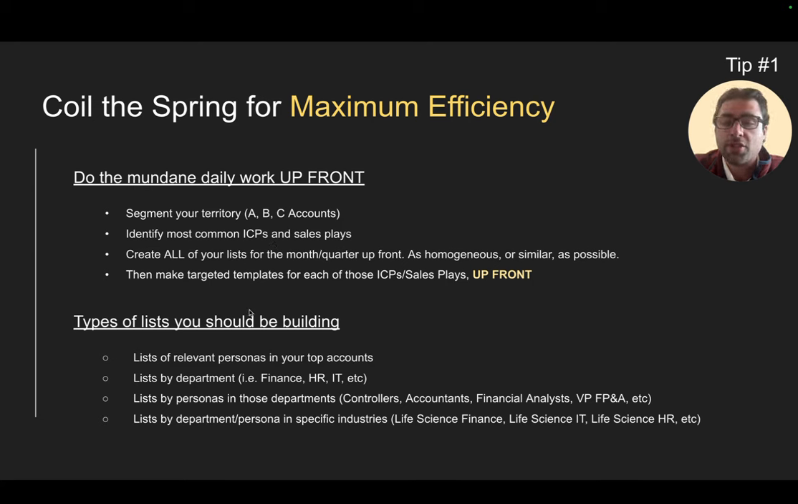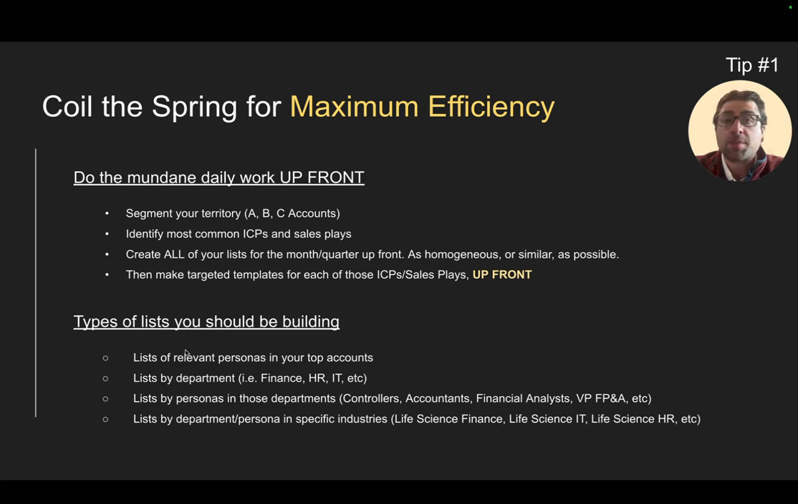So what types of lists should you be building? I just alluded to that a second ago. Here are 4 of the most effective, most common ones I think you should start out with. First is the relevant personas in your top accounts. So make account lists for your top accounts, filter. You can do this in Sales Nav, but depending on how big your territory is, you can do all of them or maybe just your top ones, but get your top accounts and then all the lists of relevant personas.